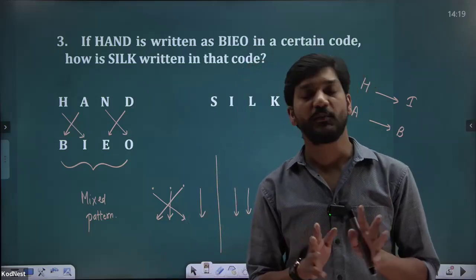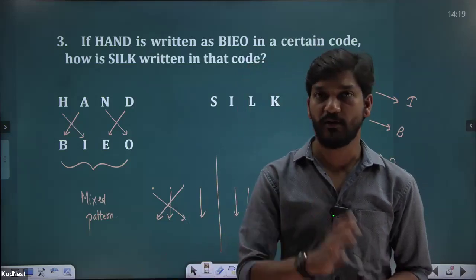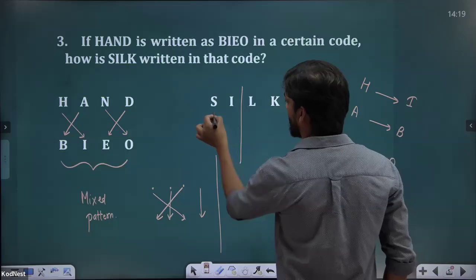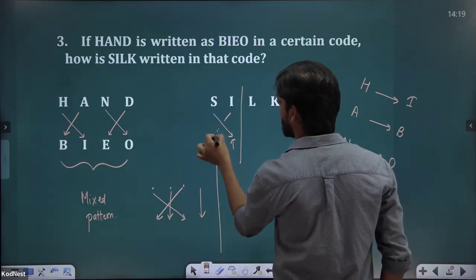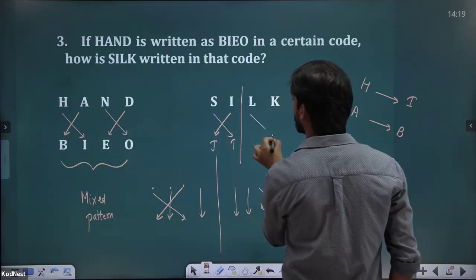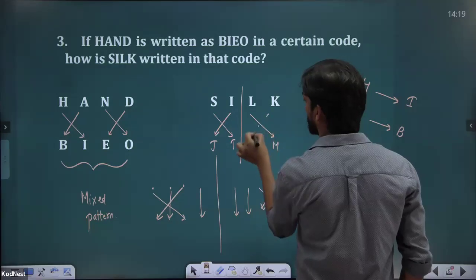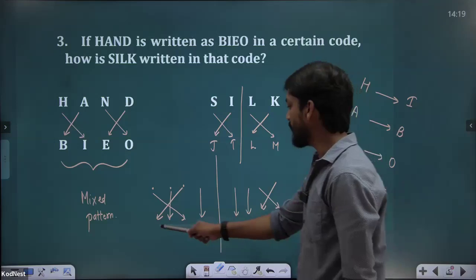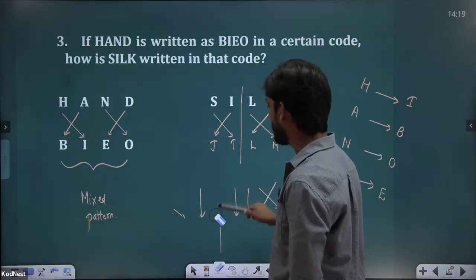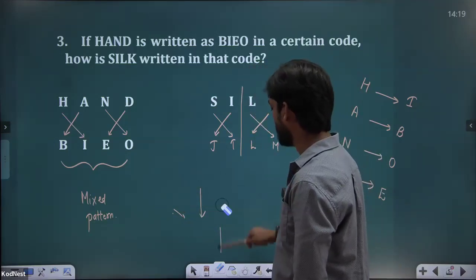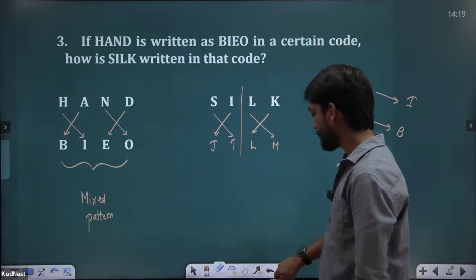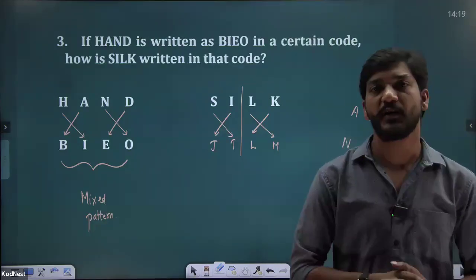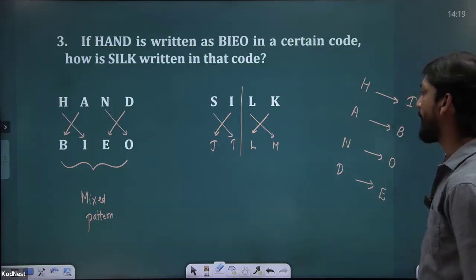So mixed pattern is something which is not forward, which is not reverse. That becomes the mixed pattern. So here S, T, I, J, and K, L. This is your code for this. Let me remove this. All right. So this becomes the code of this.